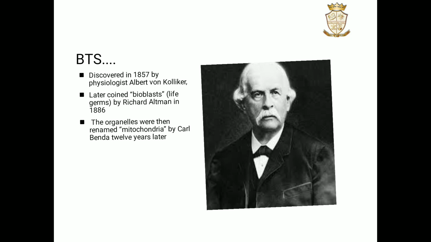First of all, Albert von Kolliker. He was the scientist who discovered the mitochondria in 1857. At that time, he didn't give any name, but later on, around 1886, the scientist Richard Altmann gave the name bioblast, that means the life germs, because of their ability to produce ATP. And finally, the scientist Carl Benda gave the name mitochondria.